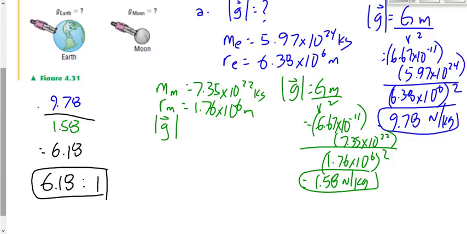Just like my age, the ratio of my age to your age is 2, or 2 to 1. The ratio of the Earth's field to the moon's field is 6.18 to 1. Go to the moon, you weigh 6 times lighter than you weigh on the Earth. You can jump 6 times higher. If you can do a high jump and clear 2 meters, well, on the moon you could clear 12 meters.